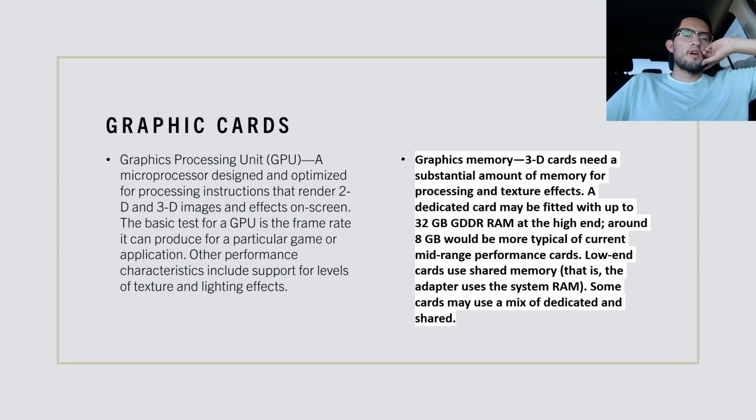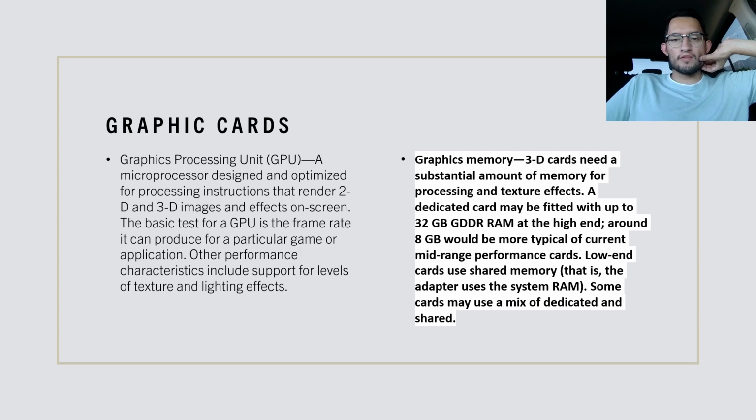Let's go to the next one. Okay, graphics cards. We kind of talked about this in the previous slide. Graphics processor unit, a microprocessor designed and optimized for processing instructions that render 2D and 3D images and effects on screen. The basic test for a GPU is the frame rate it can produce for a particular game or application. Other performance characteristics include support for levels and texture and lighting effects.